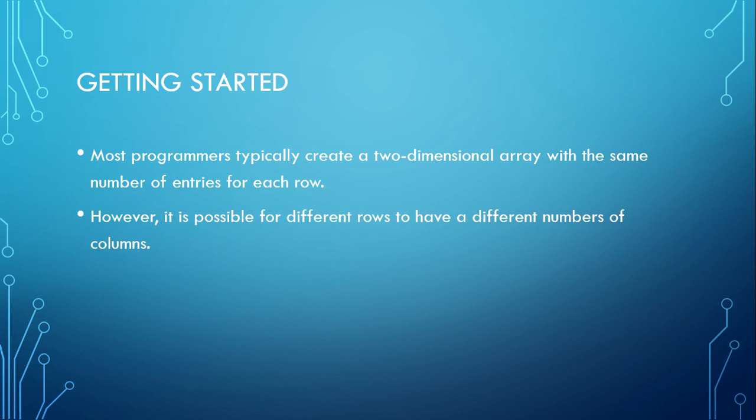That means that each row would have 3 columns. However, it is possible for different rows to have a different number of columns. These sorts of arrays are known as ragged arrays because they have different lengths, so they're ragged looking rather than all nice and pretty and uniform.